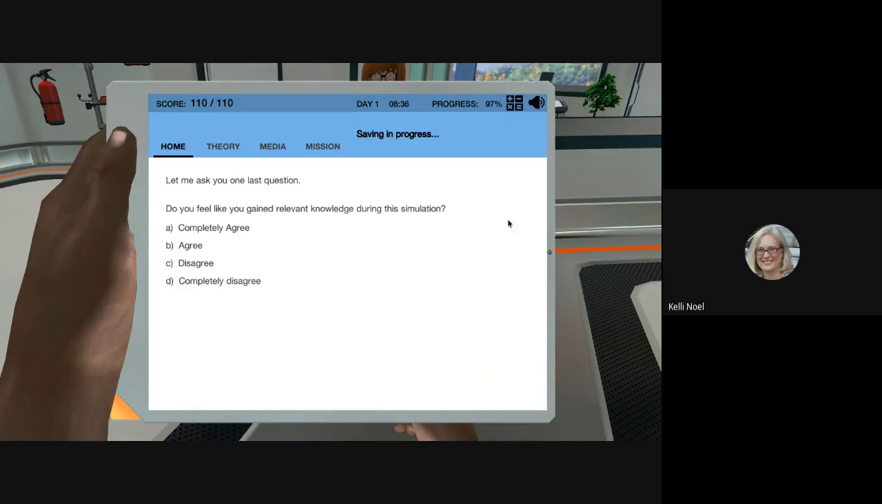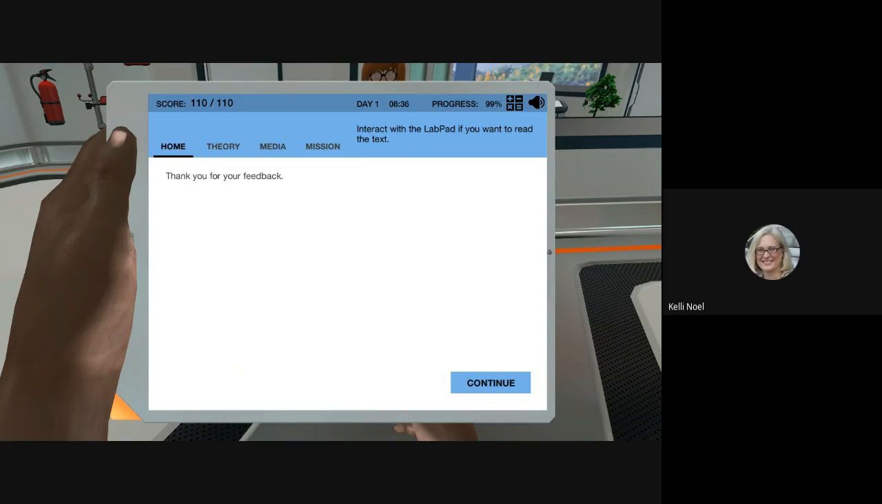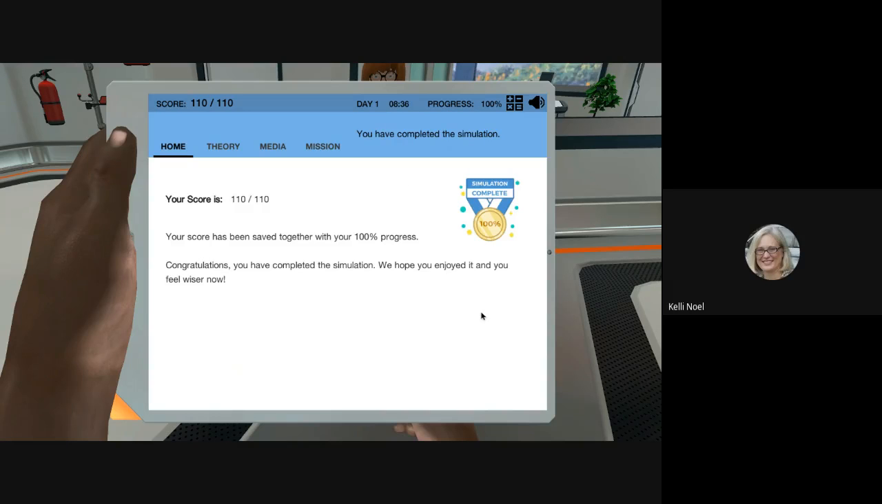Let me ask you one last question. Do you feel like you have gained relevant knowledge during this simulation? Thank you for your feedback. All right, so if you were to actually have done this yourself, you would have screenshotted this right now so I could get your score. Together with this 100% page, when we have a subscription to it. Hope you enjoyed it and you feel wiser now.